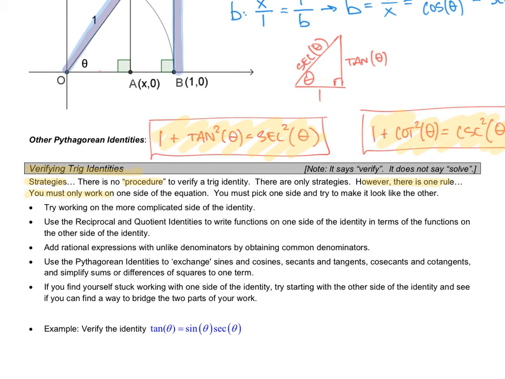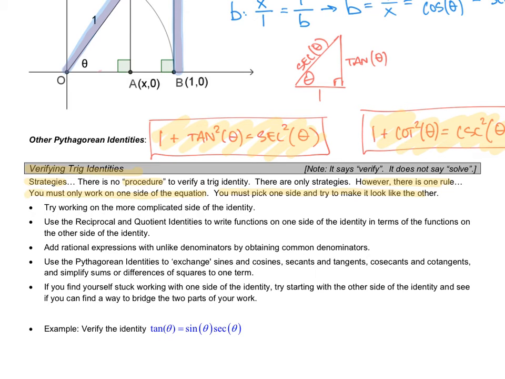You must only work on one side of the equation. What you're used to doing as an algebra student is doing things to both sides of the equation, maybe adding 5 to both sides or taking the square root of both sides. When you're verifying a trig identity, you're not allowed to do that. You have to pick one side and work on it and try to make it look like the other side. If you do, then you've verified that the identity is true.